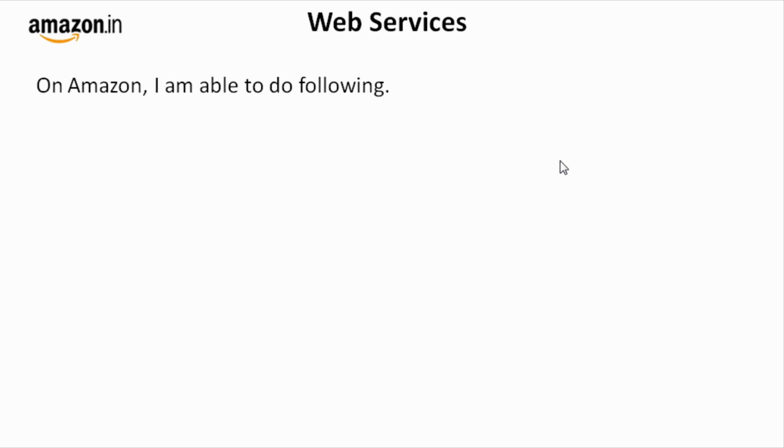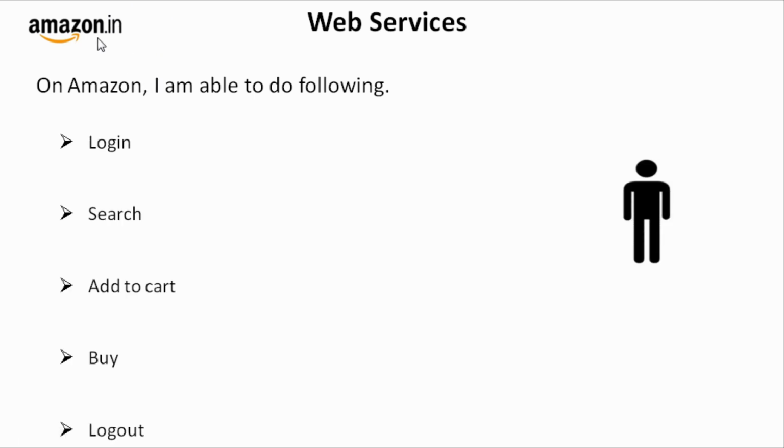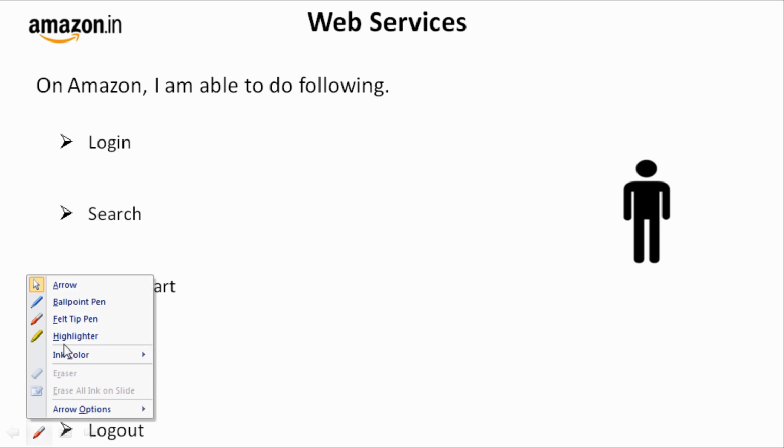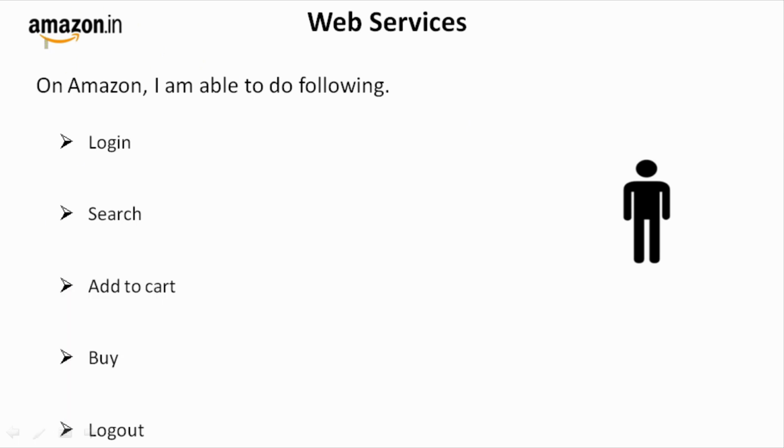Well, let me take an example. Maybe Amazon.in or Amazon.com or Amazon.com.au, whichever country you are in. Using that website, you'll be able to do any of these functionalities. Let me call these business services. So you as an end user, if you go to Amazon.in or .com or .com.au, you'll be able to access these functionalities or business services.